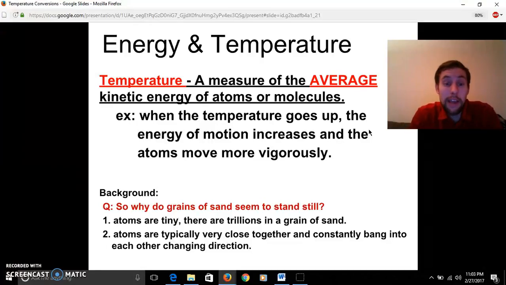Right, so then why do grains of sand seem to stand still if they've got all this motion in them? Well, even as small as grains of sand are, they're so much larger than atoms are. The atoms inside of them are millions and millions and millions of times smaller than one grain of sand. So we can't see the motion of the atoms because they're far too teeny inside of those grains of sand, but they're still moving.